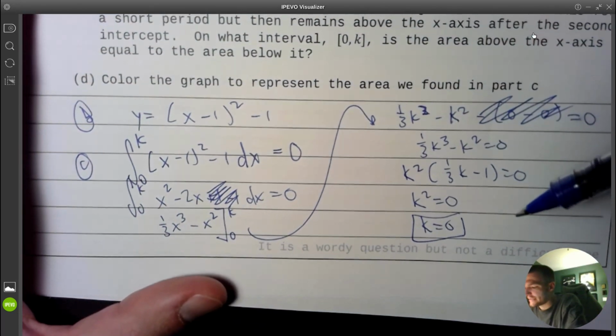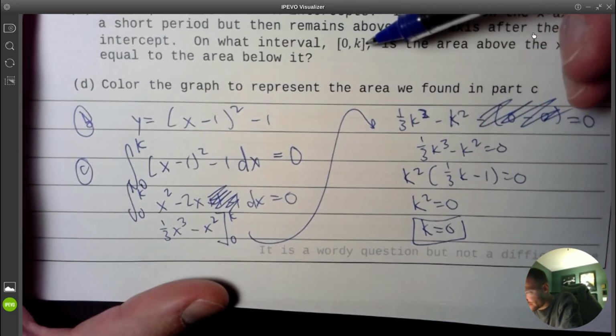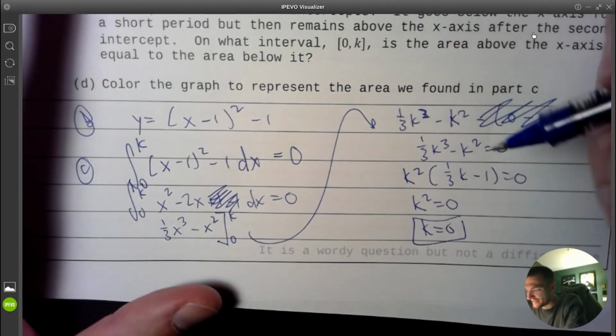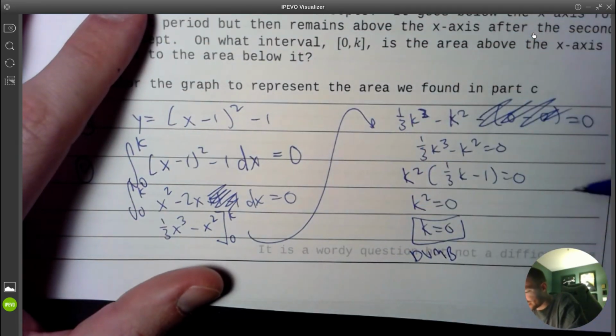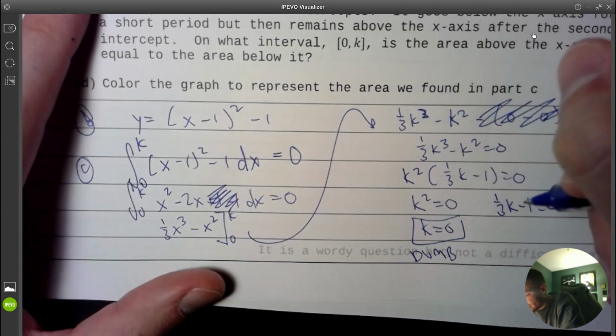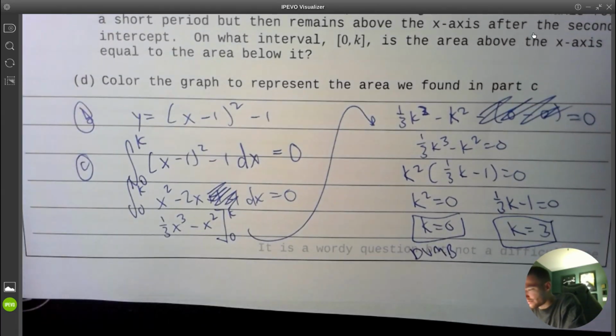Okay, that makes a lot of sense. If my interval was from 0 to 0, the area above and below would be equal because they would be nothing and nothing. That's kind of cheeky. It's kind of dumb, but it's kind of cheeky. Now 1/3 k minus 1 equals 0. Add 1, times 3, k equals 3. So it is 3. It's kind of cool.